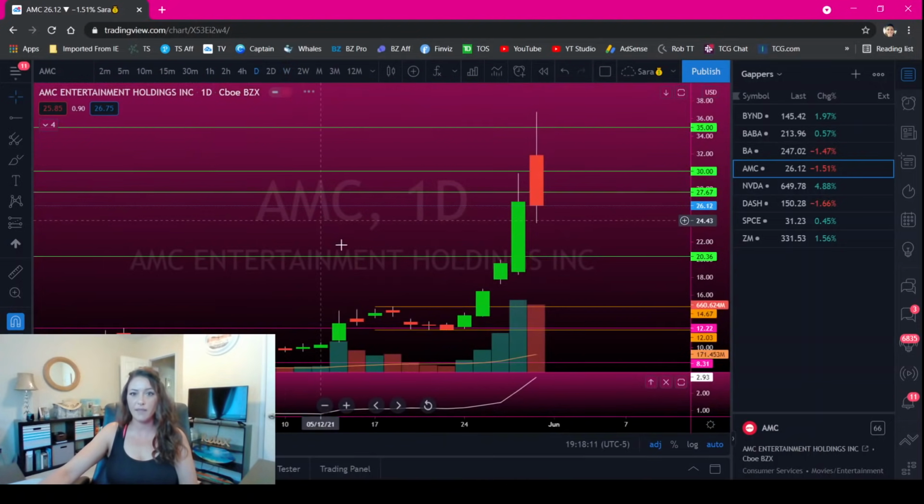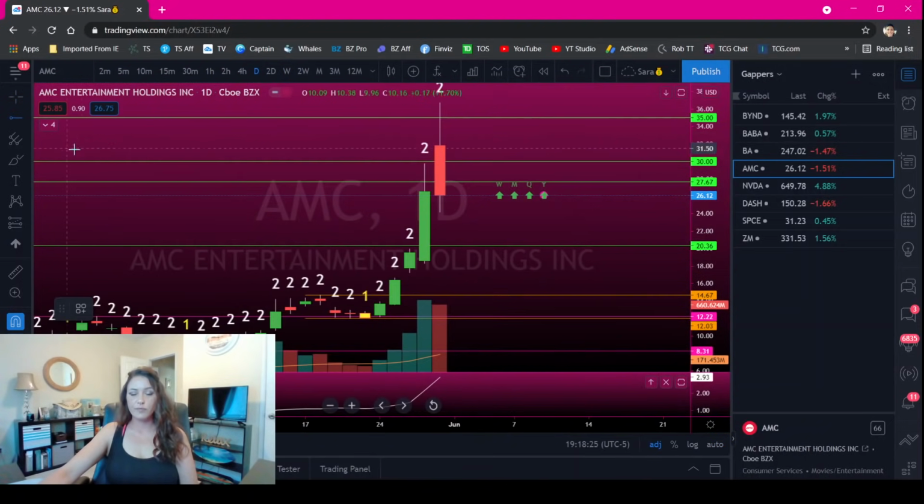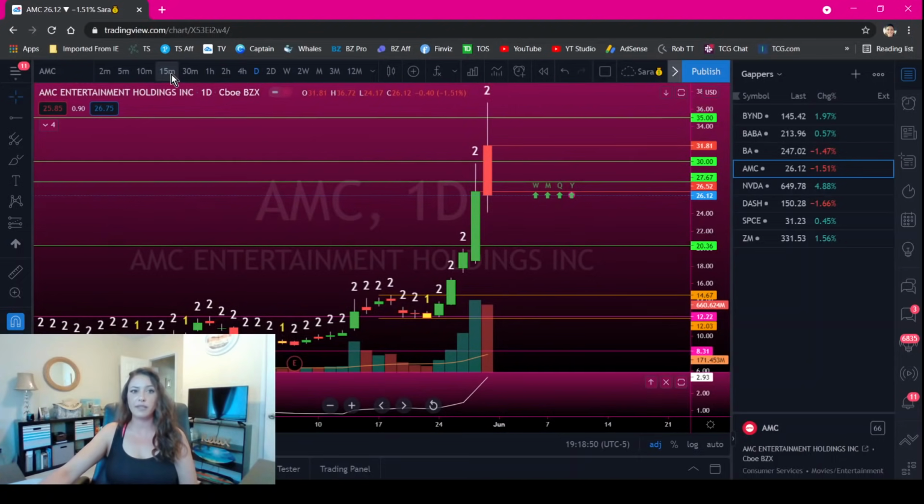Let's go to the daily. So knowing what we know about candles, we know we closed 5/27 at 26.52. Then we opened at 31.81. So this was a gap. So we closed here, we opened here, there was space between the open and the wick. So that's a gap.